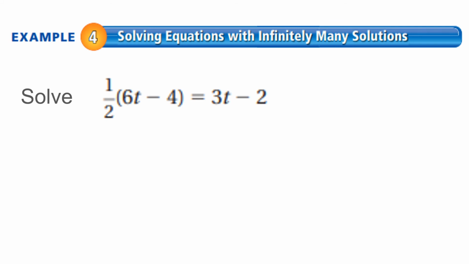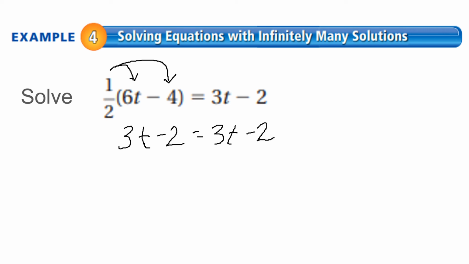So we're going to have to do what we did in example 2. We're going to need to get rid of the parentheses on the left side by distributing. So we're going to distribute 1/2 throughout the parentheses by multiplying. So 1/2 of 6 is 3, and 1/2 of negative 4 is negative 2. And then we're going to leave the right side alone because there was no parentheses.